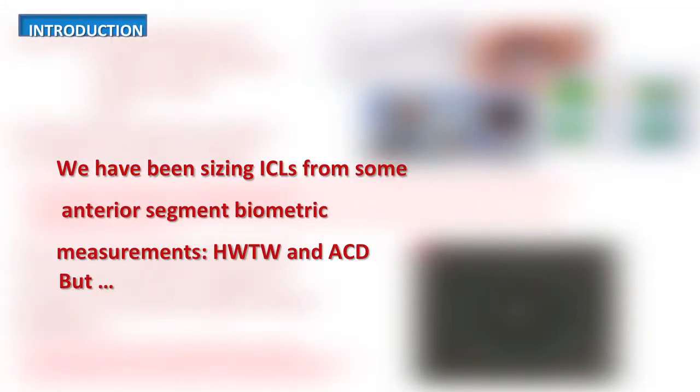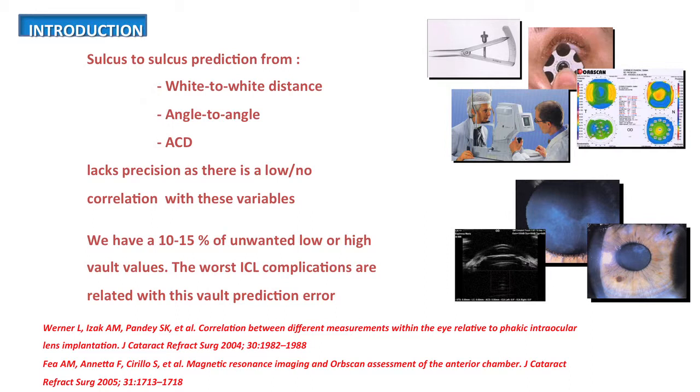So, just an introduction. You all know that we've been sizing the ICLs from some anterior biometric measurements, mainly the horizontal corneal diameter and also the ACD. But it's been published, and we know right now, that sulcus to sulcus size prediction, and this is our target, from white to white corneal distance and angle to angle ACD or other indirect parameters, lacks precision, as there is a low or no correlation at all sometimes with these variables.